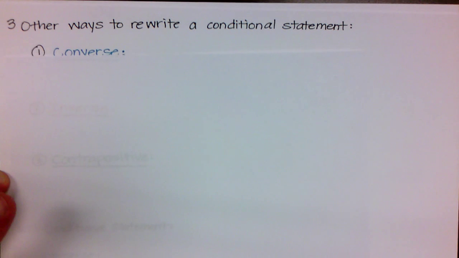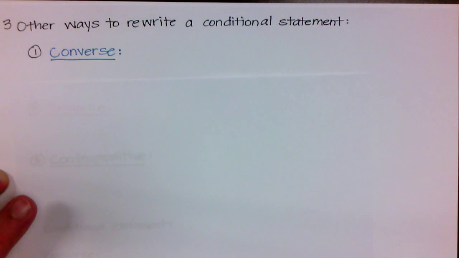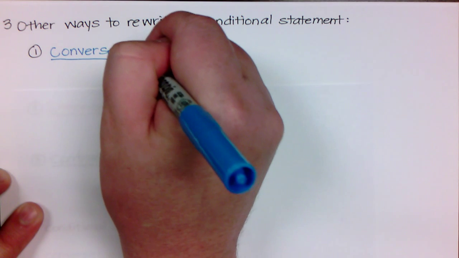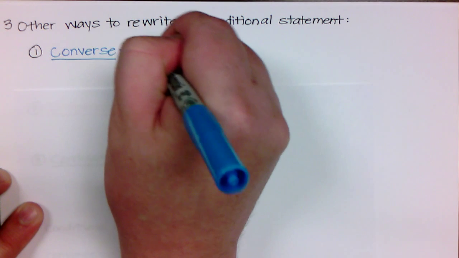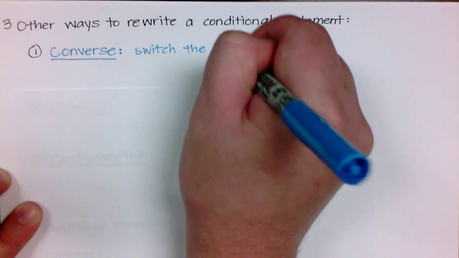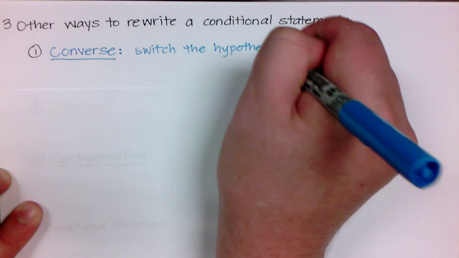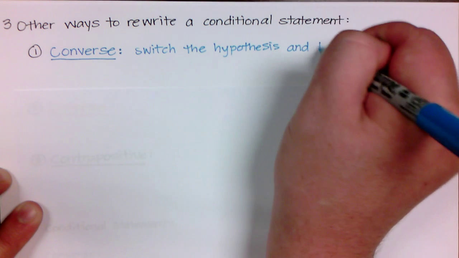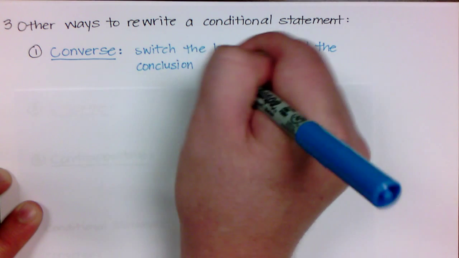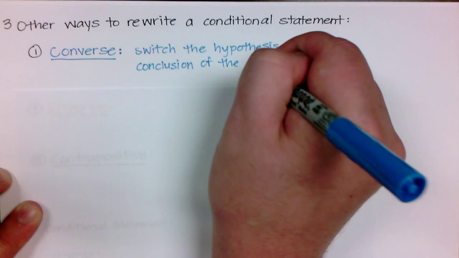The first way is called the converse. And what the converse is, it's switching the hypothesis and the conclusion in reverse order. Okay, so let's write that down. So you're taking your original conditional statement and you're going to switch the hypothesis and the conclusion of the conditional statement.